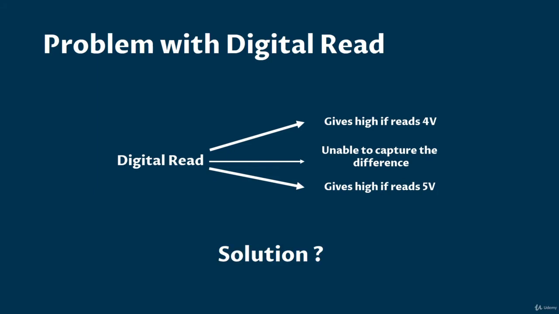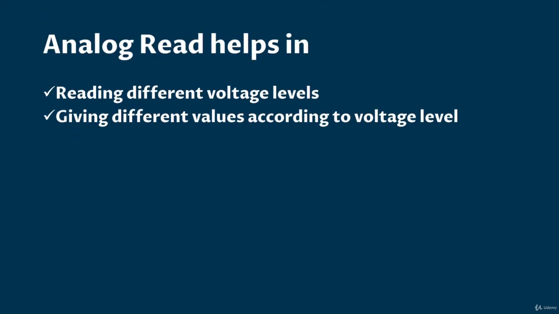The solution is analog read, or using the ADC. Using analog read, we can read different voltage levels. In our case, that is Arduino Uno, the voltage levels can vary from 0 volt to 5 volt. So what ADC does is, it will give you values for each voltage it reads. Like if it reads 2 volt, the value can be 400. If it reads 3 volt, the value can be 600.